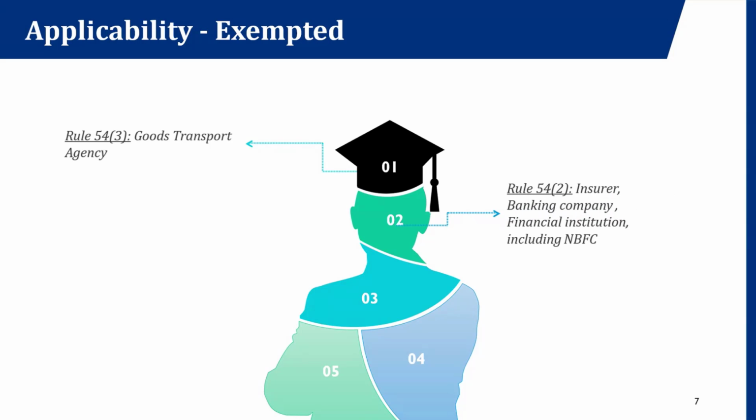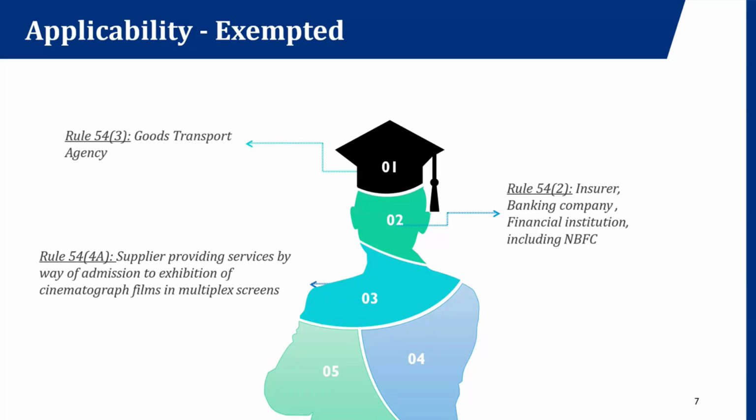Second one is insurance, banking company, financial institutions including NBFCs. Third one is suppliers providing services by way of admission to the exhibition of cinematic films in the multiplex screen. So multiplexes also don't need to generate this e-invoice. Fourth one is SEZ. SEZ is specifically exempted here, where they don't need to generate this e-invoice. And the suppliers providing passenger transport service.